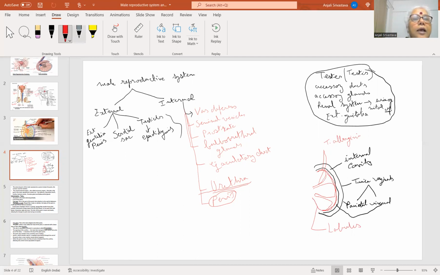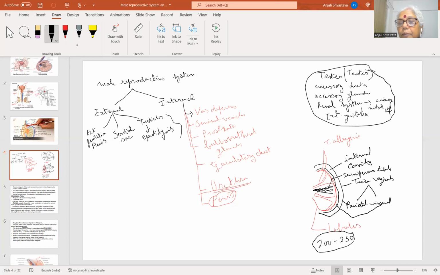Within these lobules lie the constituent parts of the testis, which are the seminiferous tubules. Seminiferous tubules are the basic units of the testis. In each testis there are around 200 to 250 lobules, and within each lobule there are 3 to 4 seminiferous tubules.